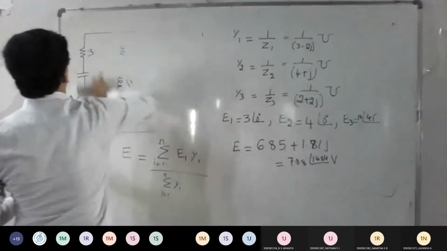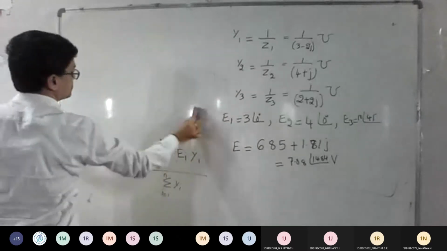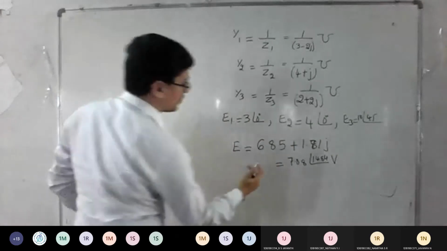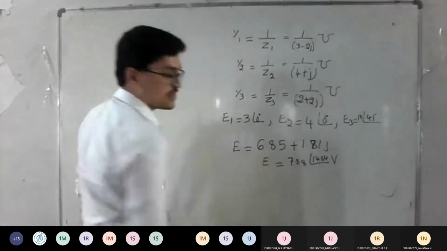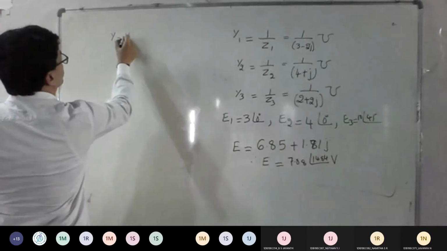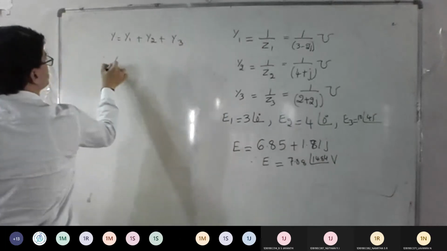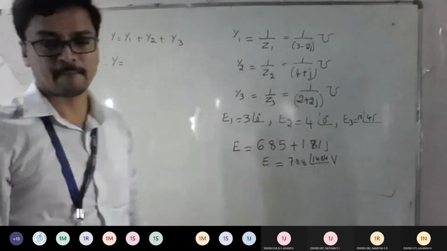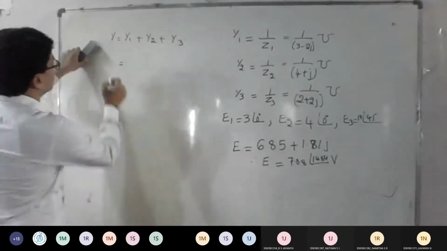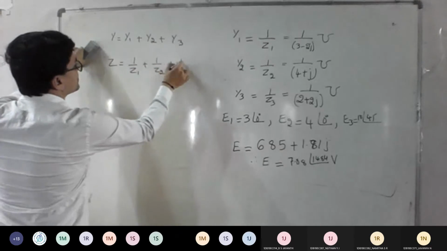So what should I find next? You have found the equivalent voltage. Similarly, you want the equivalent impedance also, yes or no? So what is the formula? Y equals Y1 plus Y2 plus Y3. Check how much it is, or you can use the equivalent Z also. You can write Z equivalent as 1 by Z1 plus 1 by Z2 plus 1 by Z3.